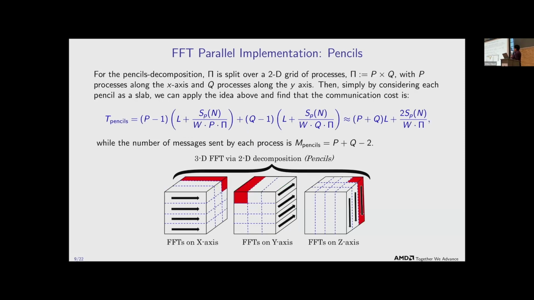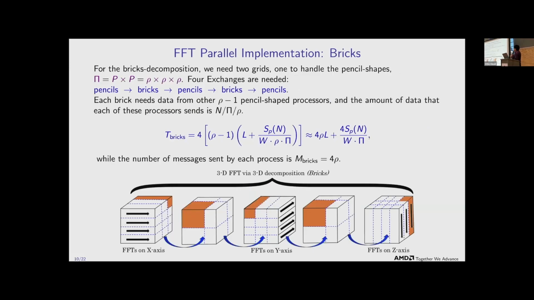For the pencils, we can do the same thing. Now we have a grid of processors, which is bidimensional. We split our grid in both directions. And this is the communication cost that we will have and the number of messages that we need to send. So we can calculate that explicitly. And for the brick decomposition as well, if we have a brick here, we have now 4 steps of transposition, and we can calculate the number of messages and the total volume of communication.